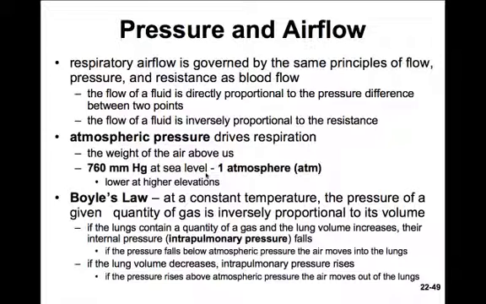At a constant temperature, the pressure of any given quantity of gas is inversely proportional to its volume. This is Boyle's law. So if the lungs contain a quantity of gas and the lung volume increases, the internal pressure will fall. If the pressure falls below atmospheric pressure, then air will move into the lungs. However, when the lung volume decreases, the intrapulmonary pressure rises. If the pressure rises above atmospheric pressure, then the air will move out of the lungs. So it's all about pressure difference between the inside and the outside of the lungs.